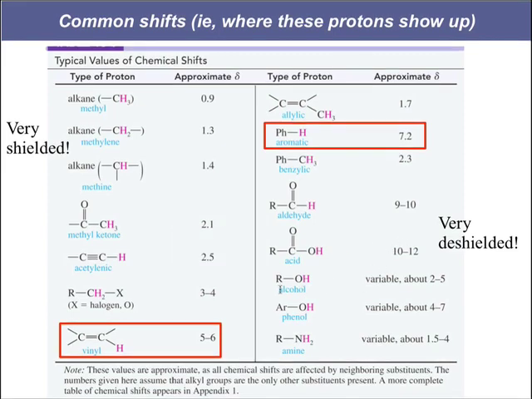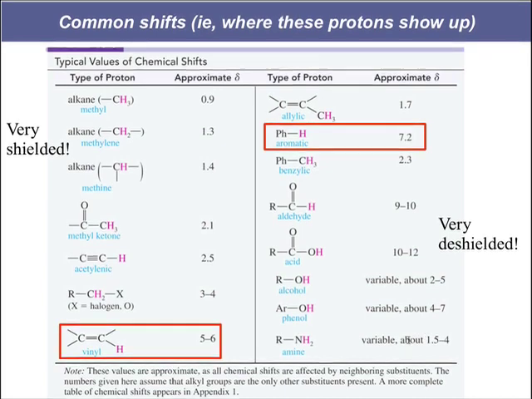Alcohols, whether they are aliphatic, so on a normal R group, or aromatic, so on an aryl group, they can be variable, but aliphatic alcohols we showed are about 2 to 5. Aromatic alcohols are going to be about 4 to 7. And amines, hydrogens on the nitrogen, are going to be from 1.5 to 4.